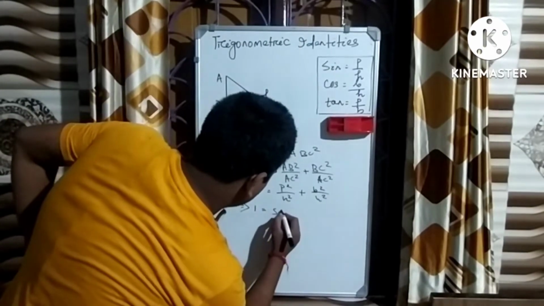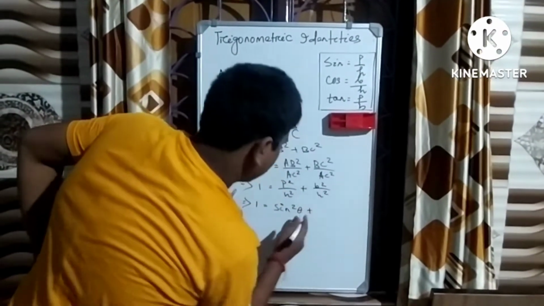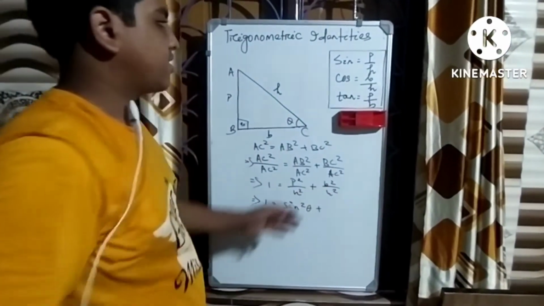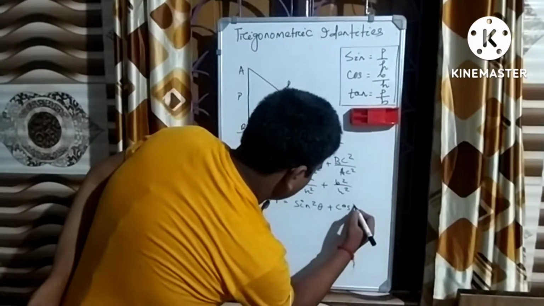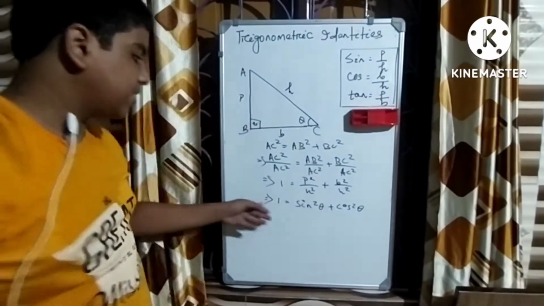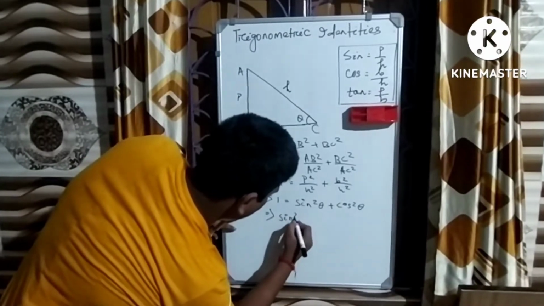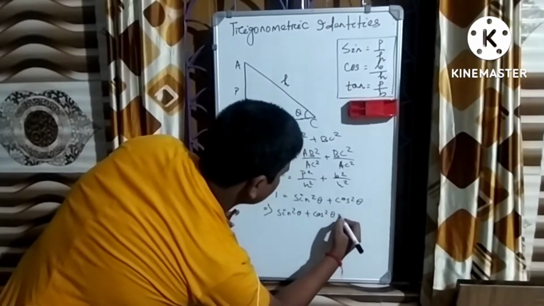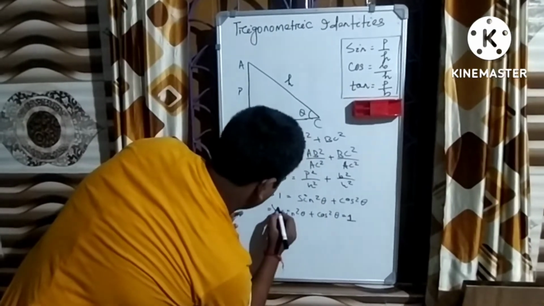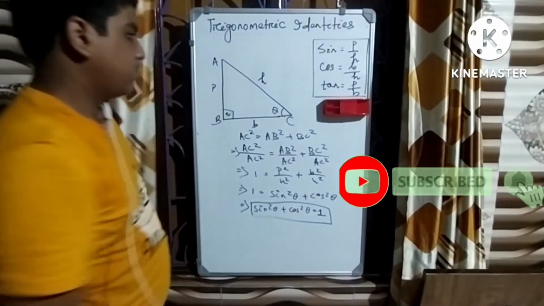Now we can write sin square theta plus B square by H square is the ratio of cos square theta. Now by arranging this, we can write sin square theta plus cos square theta is equal to 1, and this is the formula.